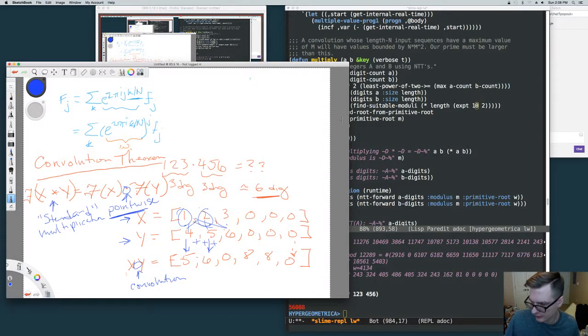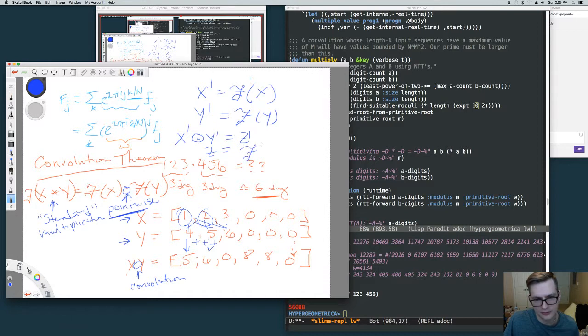The full process is: compute, let's say, x prime equals the Fourier transform of x, y prime equals the Fourier transform of y. We do pointwise multiplication, which we can represent as x prime, maybe a little circle with a dot, y prime, and then we get, let's say, z prime, and then our final product z equals the inverse Fourier transform of z prime. That's the whole process of multiplication.